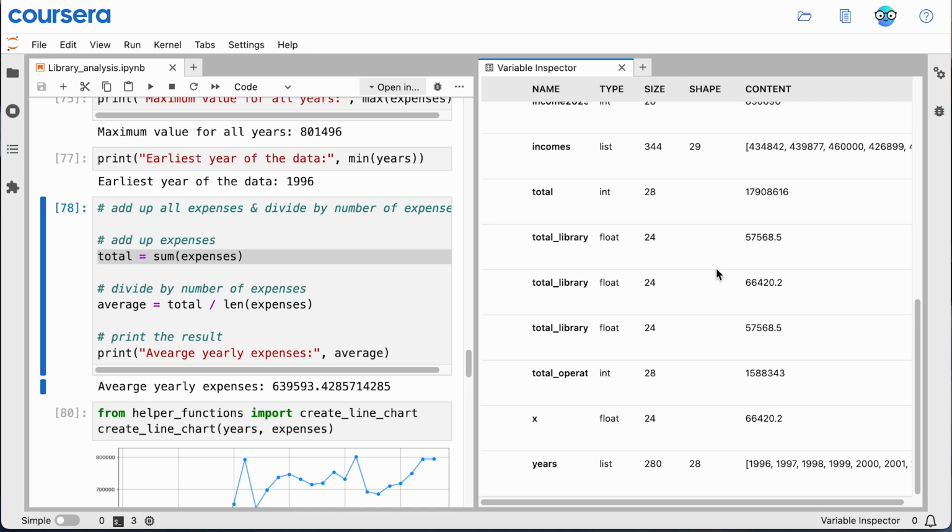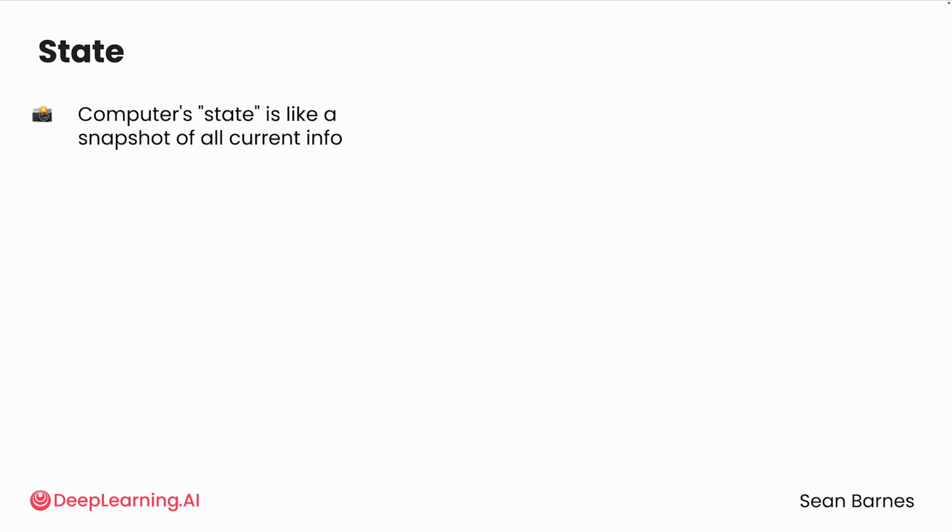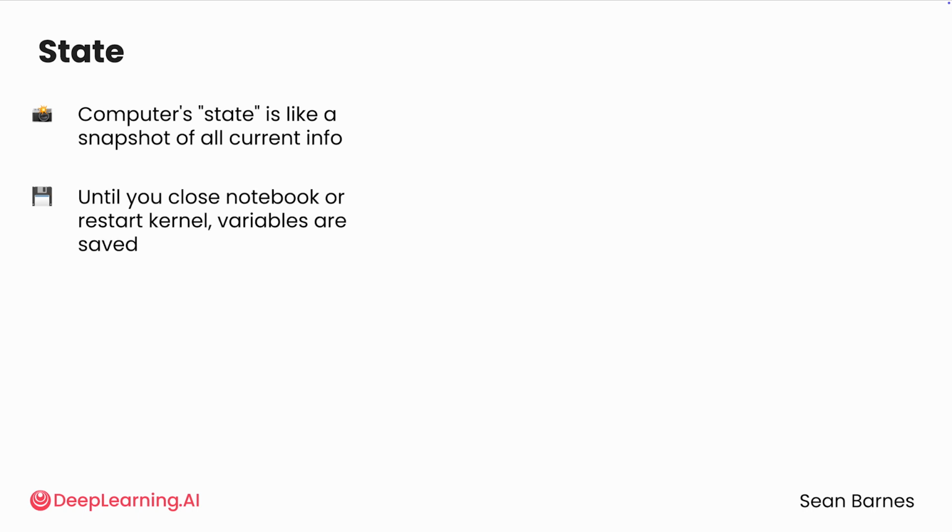State is a really important concept in computing because it tells you, where am I at in my computation? What variables have I created? Let's take a look at how this works. A computer's state is just like a snapshot of all of its current information. Until you close your Jupyter Notebook or manually restart the kernel, your variables are saved.